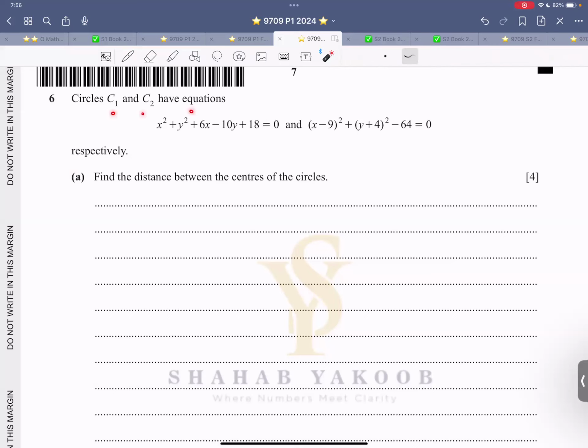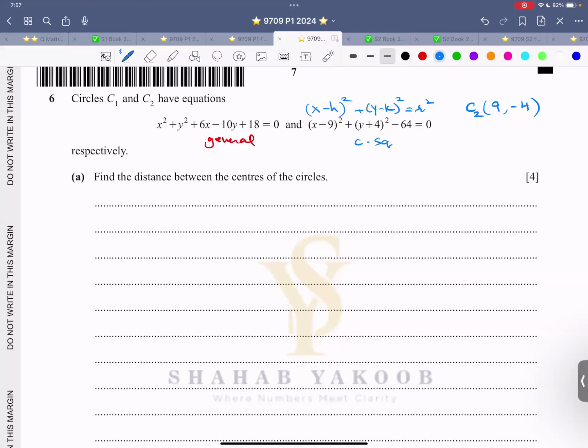Circles C1 and C2 have equations such and such. This is written in the general form. And this is already written in the completed square form. So right away, I'll write (x minus h) whole squared plus (y minus k) whole squared is r squared. Minus h is minus 9, therefore h is 9. Minus k is positive 4, so k is negative 4. 9 comma negative 4, this is center C2.